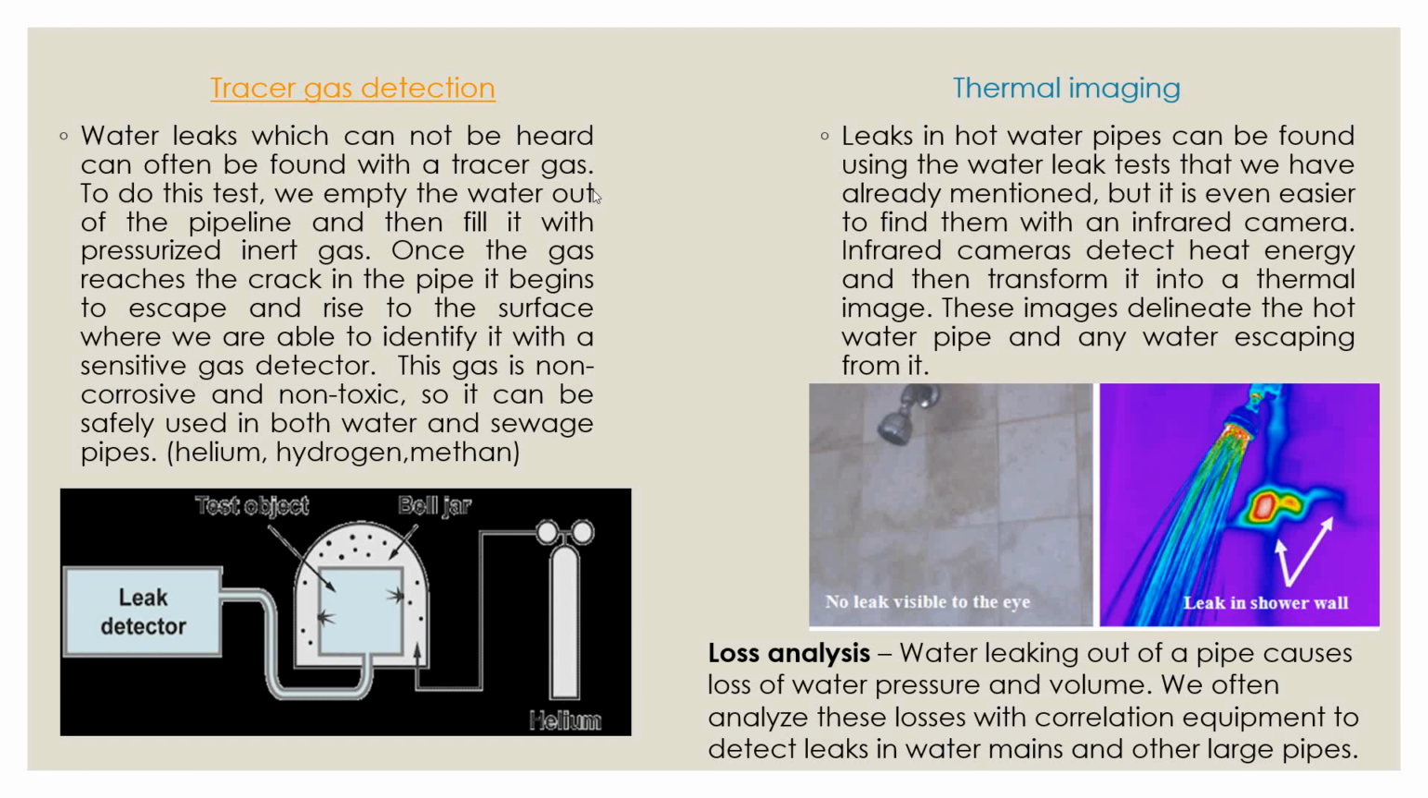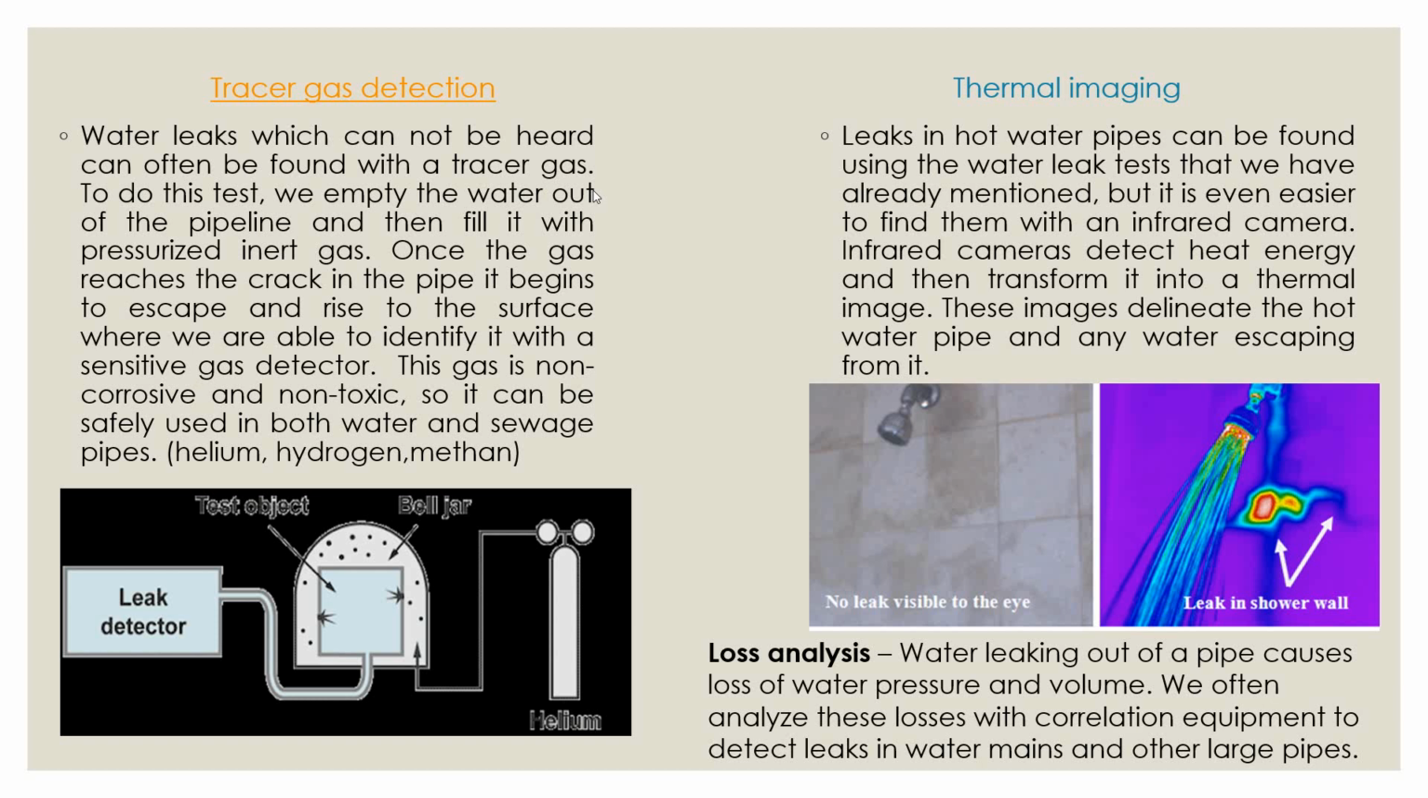To do this test, we empty the water out of the pipeline and then fill it with a pressurized inert gas. Once the gas reaches the crack in the pipe, it begins to escape and rises to the surface, where we are able to identify it with a sensitive gas detector. This gas is non-corrosive and non-toxic, so it can be safely used in both water and sewage pipelines.